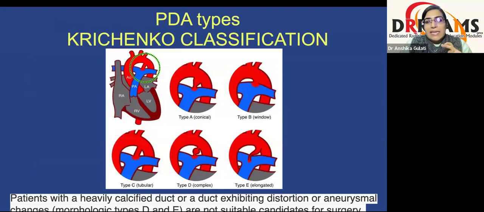On cross-sectional CT and MR, we classify PDA according to the Krichenko classification. The type A PDA is a conical type with a broad base towards the aorta and a narrow apex towards the pulmonary artery. Type B is short and broad. Type C is long and tubular. Type D has a lot of constrictions and aneurysmal dilatations within. And type E is also a constricted type. There is a single constriction at the pulmonary end. So the clinical implication of this classification is that type D and type E are not suitable for surgery.